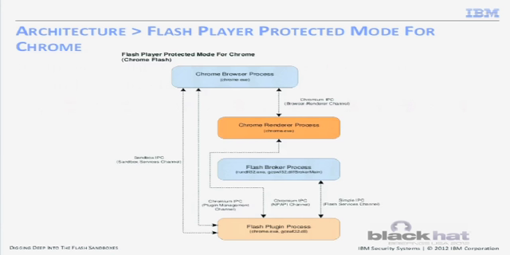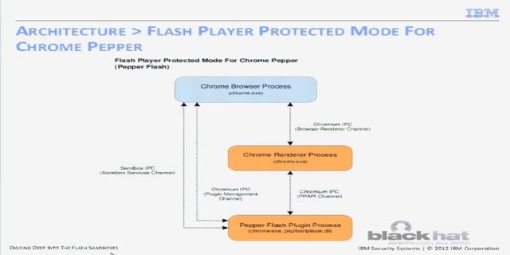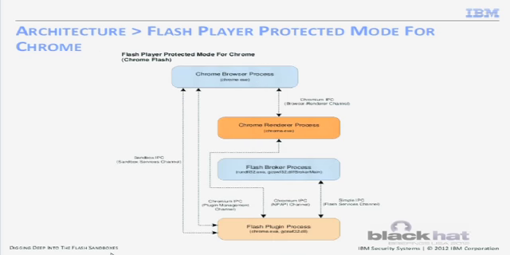For Chrome Flash and Pepper Flash, since they're both running in Chrome, obviously there will be components that are common between the two of them, such as the Chrome browser process, which is the main browser process that is opened when you first run Chrome, and the Sandbox Chrome renderer process, which is the process for the page where you open the Flash content.